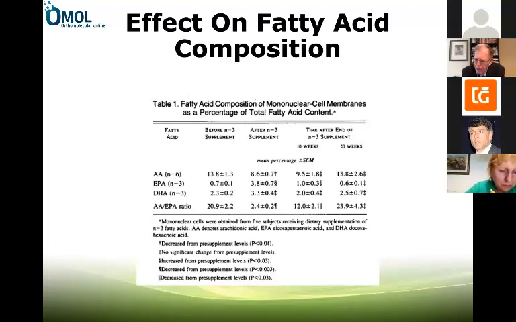And then when they stopped taking the omega-3 fatty acids, the levels went right back up. So the omega-3 fatty acids were working like a drug.